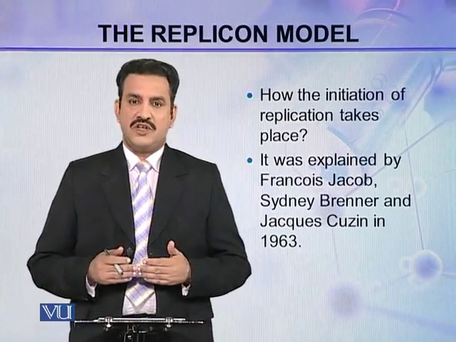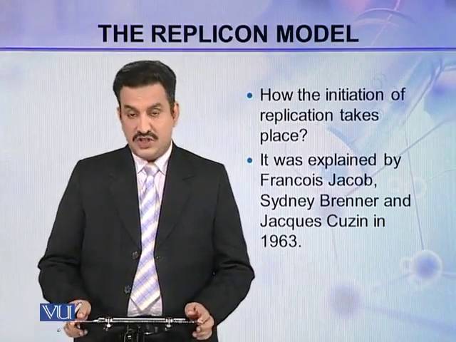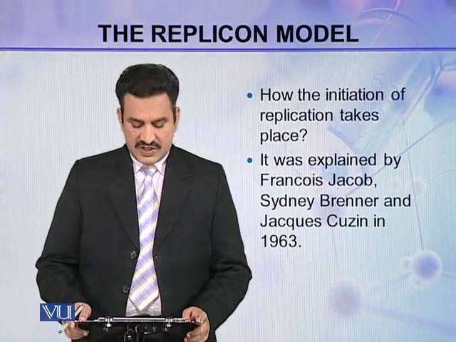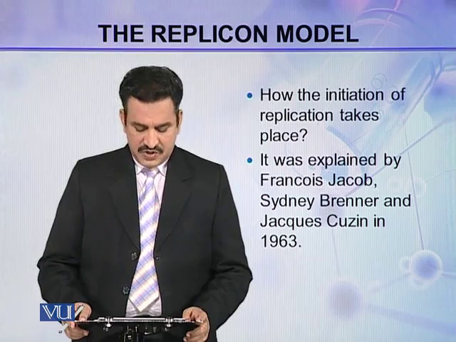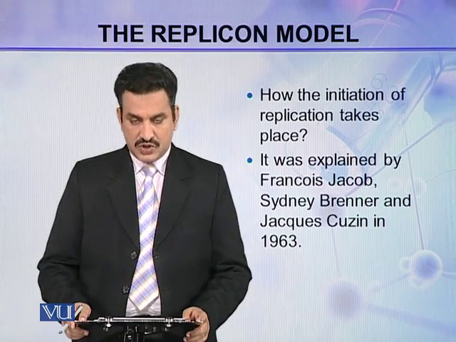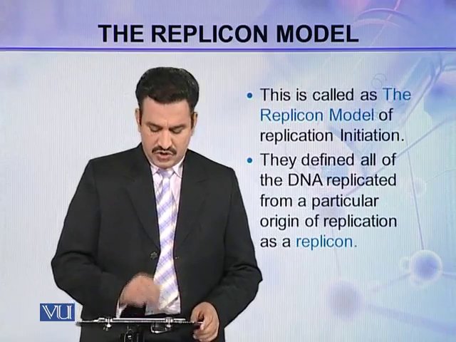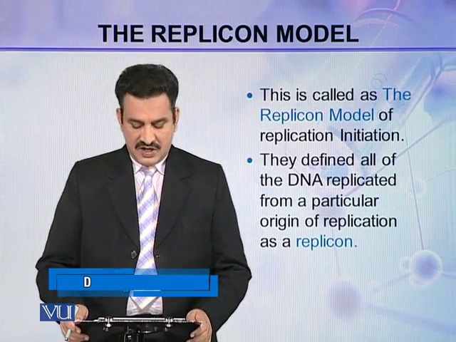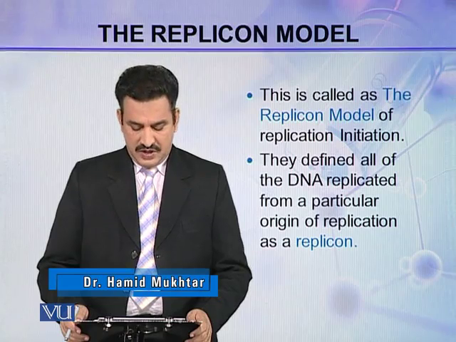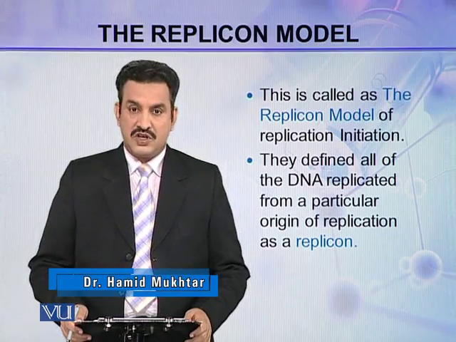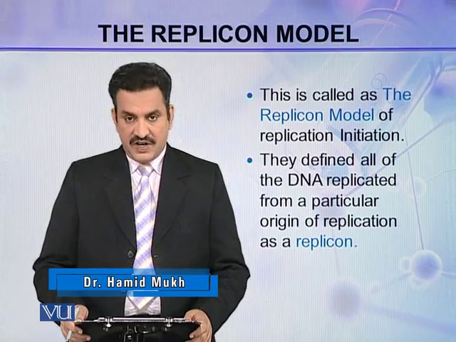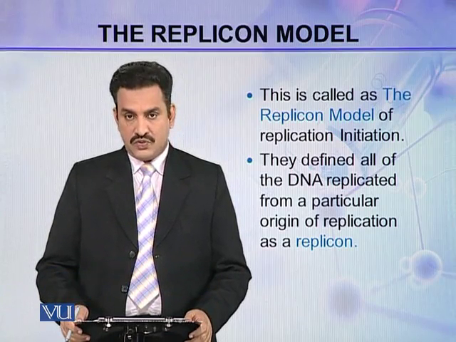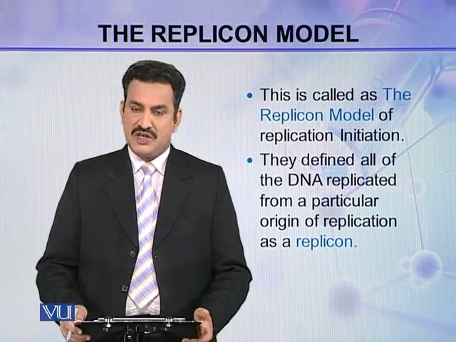So the next question arises: how does the initiation of replication take place? It was explained by Francois Jacob, Sydney Brenner and Jacques Cuzin in 1963. The model they proposed is called the replicon model of replication initiation. They defined all of the DNA replicated from a particular origin of replication as a replicon.